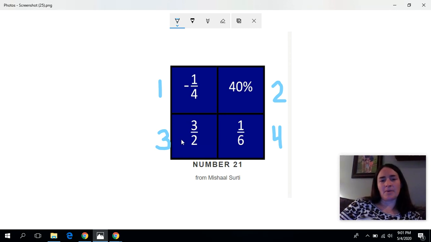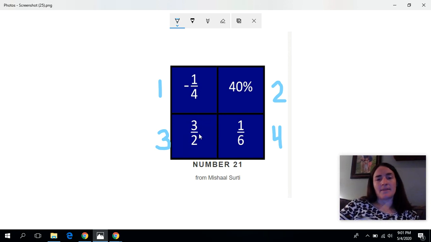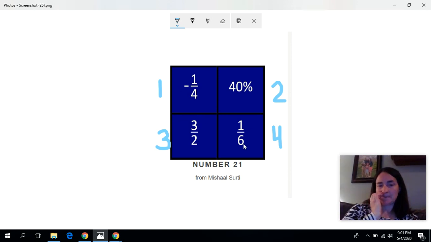For 3/2, number 3, my thinking was that this is the only number that is greater than 1. 3/2 is actually equivalent to 1 1/2, whereas 40% and 1/6 and then negative 1/4, those are all numbers that are less than 1. 3/2 was the only number that was greater than 1. So that's why I don't think number 3 belongs with the other three numbers.